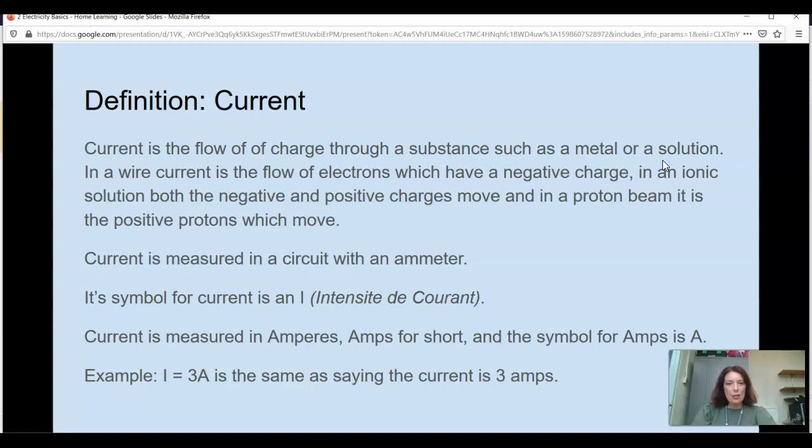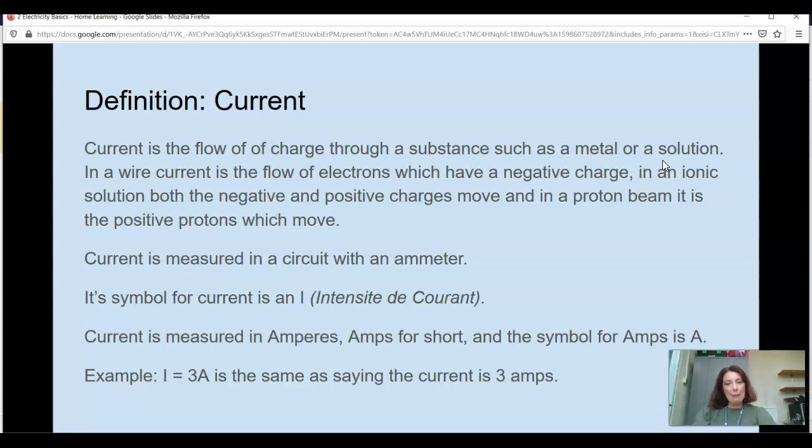Now, current is measured in a circuit with an ammeter, which you would have used before in Year 8, and its symbol is strangely an I, and people always ask me, why is it an I and not a C? Well, when current was discovered and explained, the person who found it was French, and so he called it intensité de courant, and so that's where the I comes from. The current is measured in amperes, so that's the unit of the current, and Ampere was the scientist who discovered it, who I was talking about before.